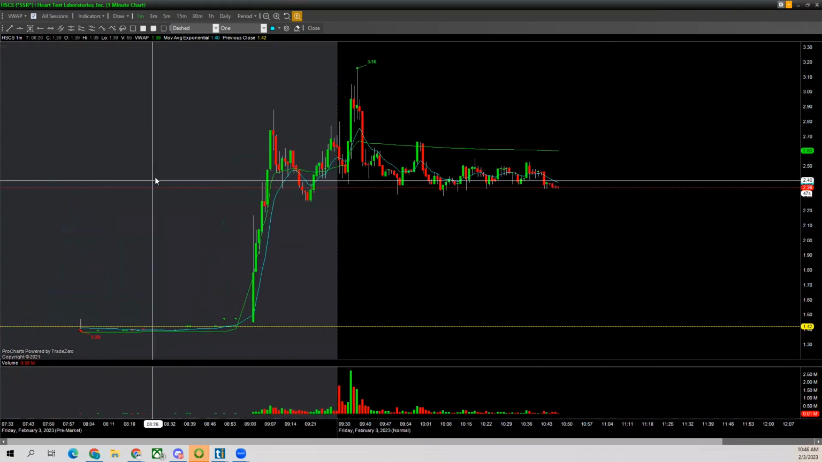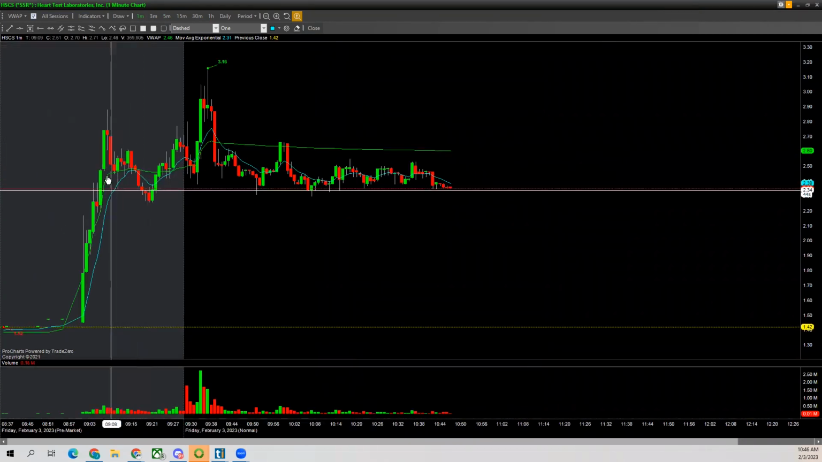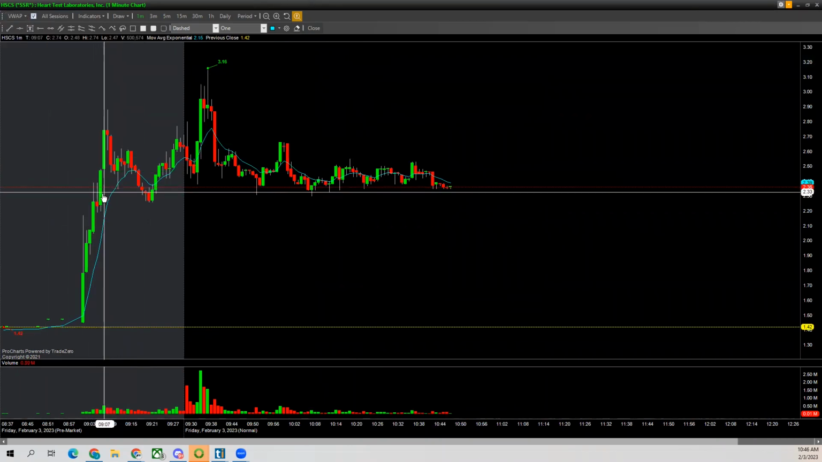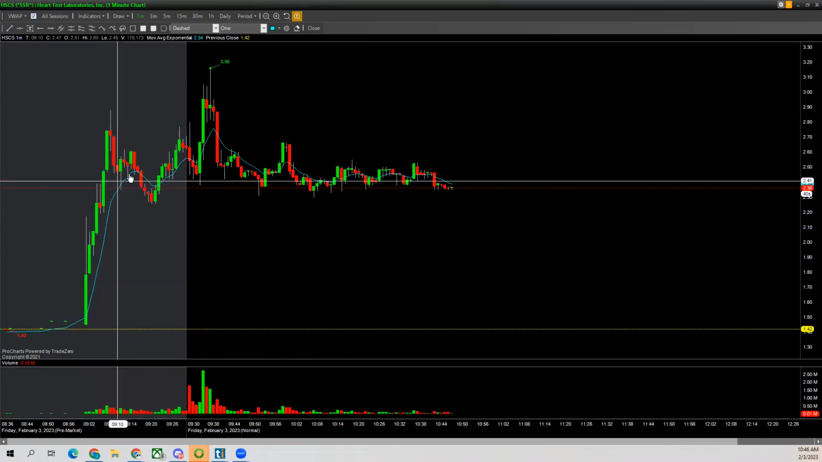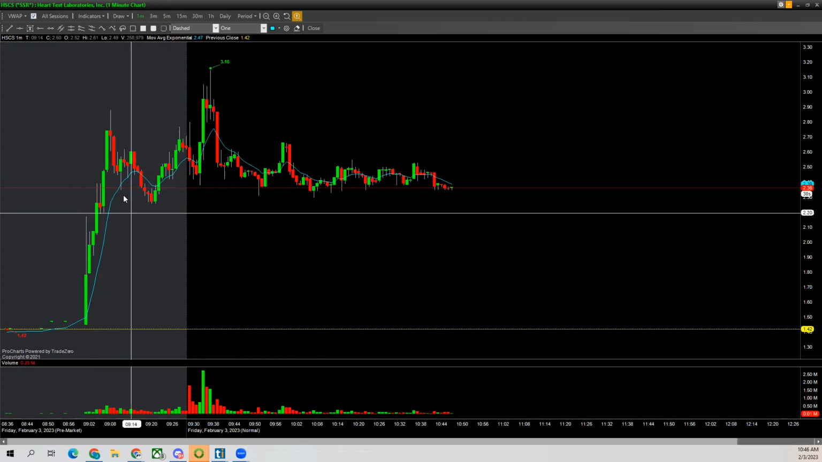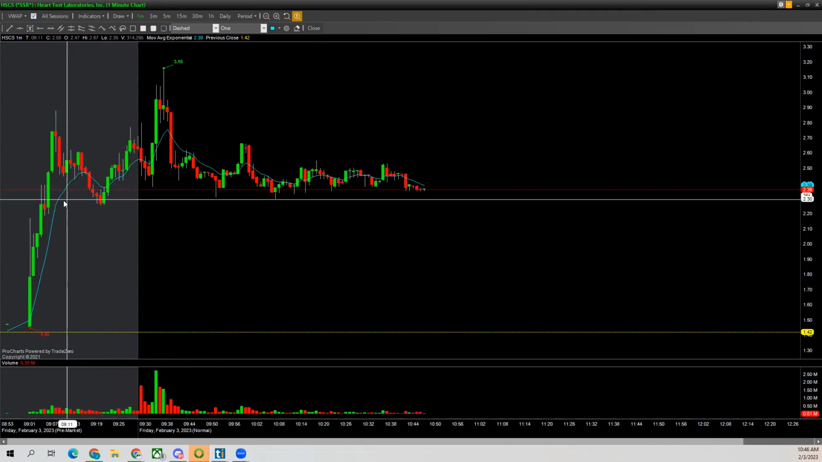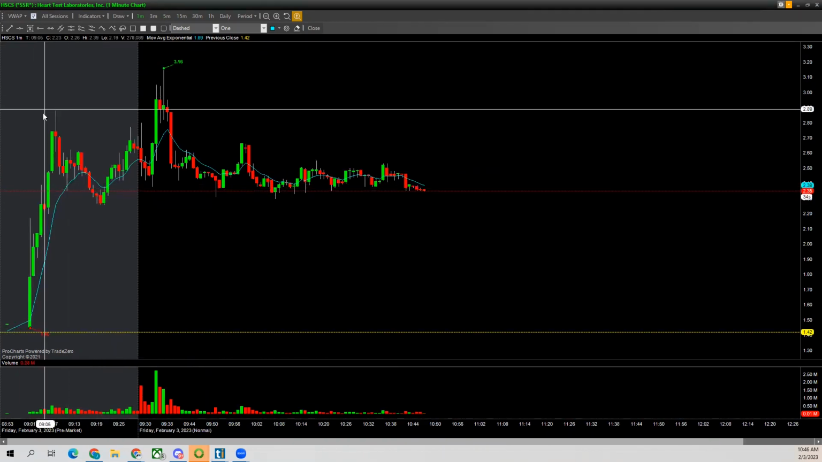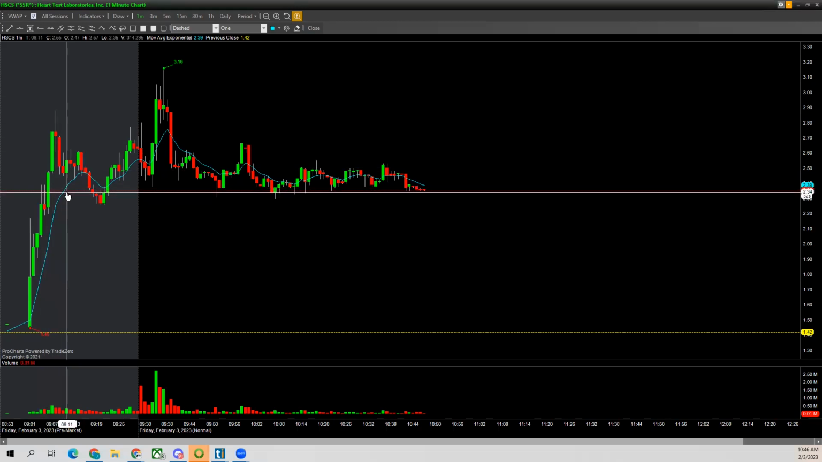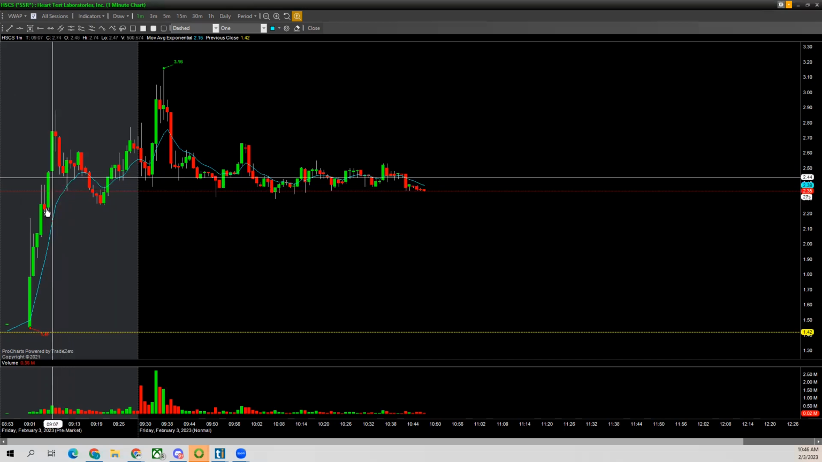This is HSCS on the 1 minute time frame. Let me get rid of VWAP so you only see the 9 EMA. The 9 EMA is this cyan blue line. Now, the first trade I took on it was the first dip it had on said 9 EMA. For example, right here at 9:10, it rallied.